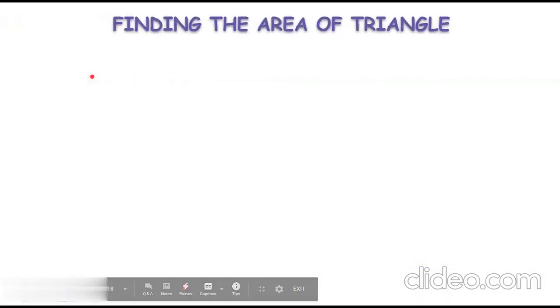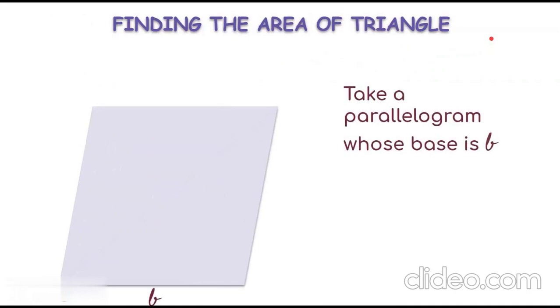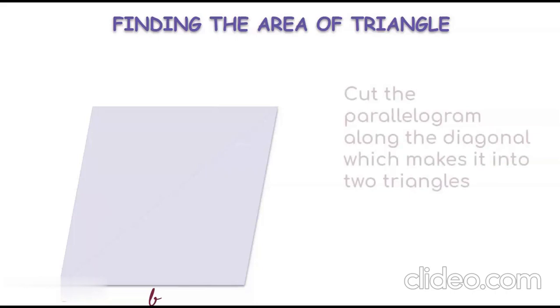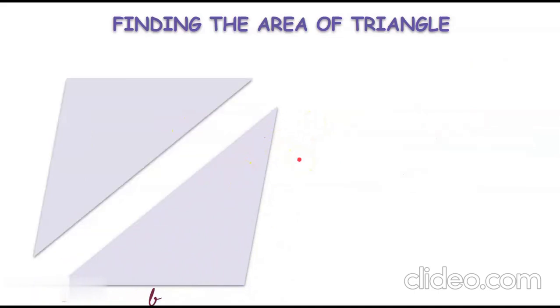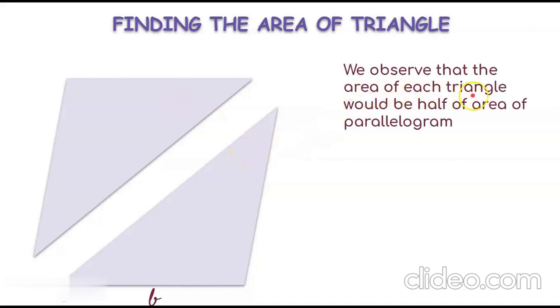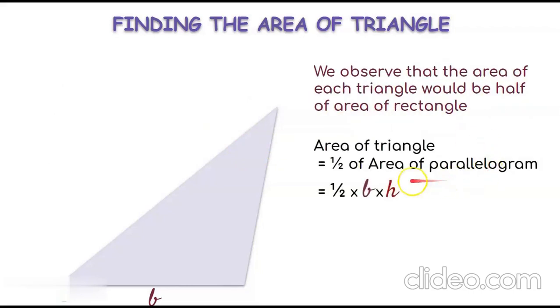Now, we are going to find area of triangle by an activity. For that, take a parallelogram whose base is B and height is H. Now, cut the parallelogram along the diagonal which makes it into two triangles. Here, we separated out the two triangles, by which we can observe that the area of each triangle would be half of the area of parallelogram. Therefore, area of each triangle is equal to half of area of parallelogram.